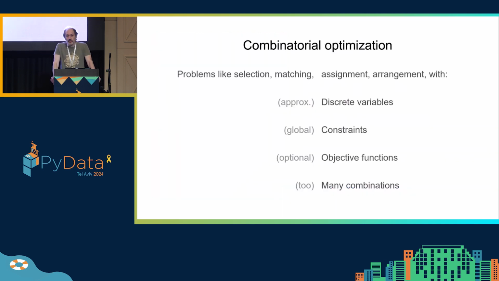I want to speak today about combinatorial optimization, and these are problems where we need to find solutions based on selections, matching, assignment, arrangement, for example. In these problems, we have discrete variables, or variables which can be approximated as discrete. We have constraints, which may be complex, nonlinear, global, and we want to find solutions that satisfy these constraints. We may also have an objective function or several to maximize or minimize. And we have many, many combinations as possible solutions, too many to enumerate them all.